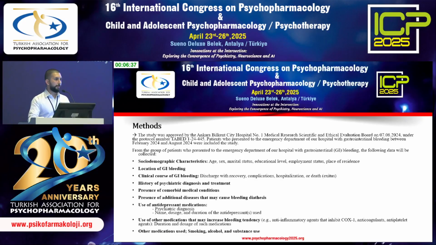The study was approved by the Ankara City Hospital Number 1 Medical Research Scientific Ethical Evaluation Board in 2024 under protocol number 1-24. The socio-demographic characteristics are age, sex, marital status, educational level, employment status, place of residence, the location of the GI bleeding, clinical course of GI bleeding, history of psychiatric diagnosis and treatment, presence of comorbid medical conditions, presence of additional diseases that may cause bleeding diathesis, and use of antidepressant medication.